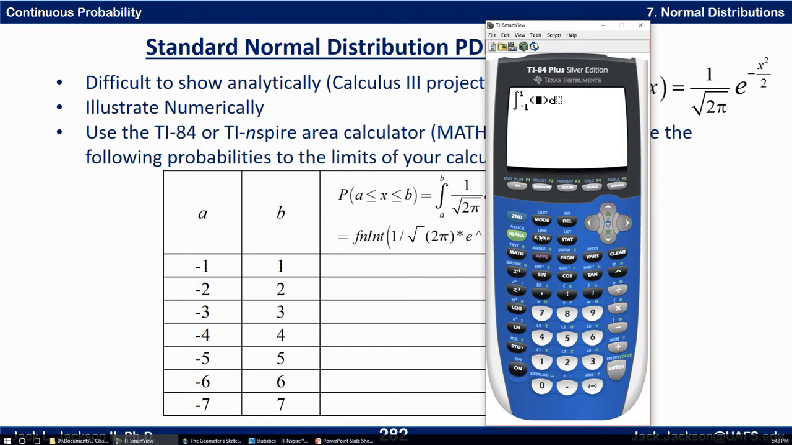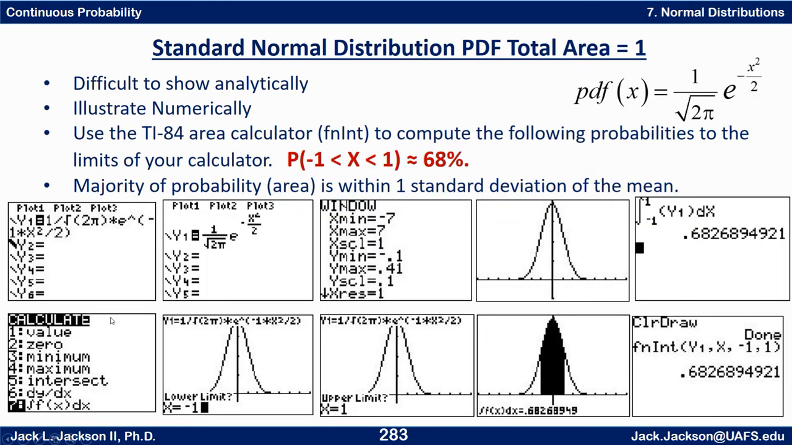From the home screen, we can do that as Math 9 and go from -1 to 1. And I have the formula in y1, so let me just go ahead and get that out as y1 dx. And again, that's the same number. So that is from there to there. Okay, so here it is shaded.